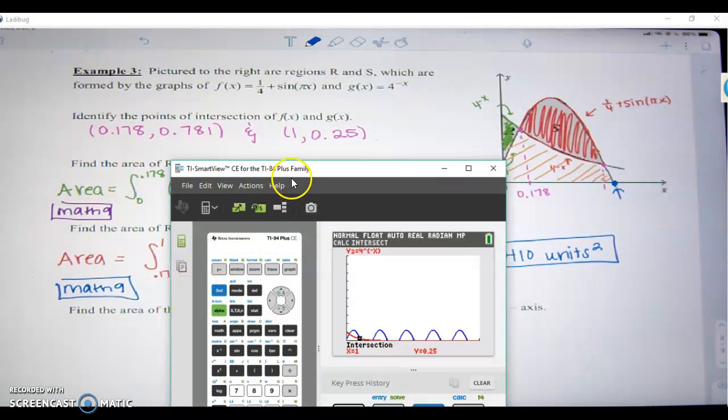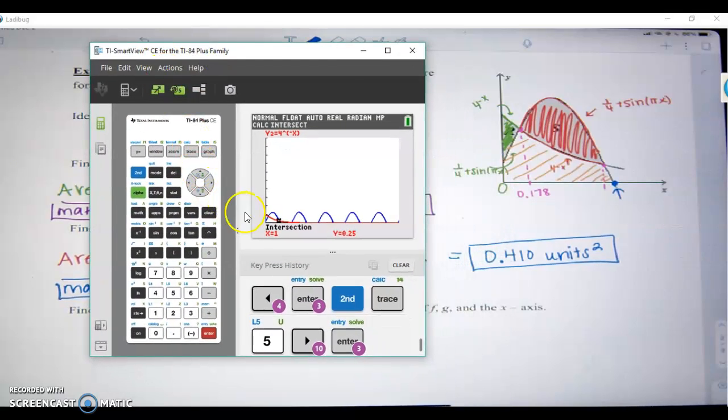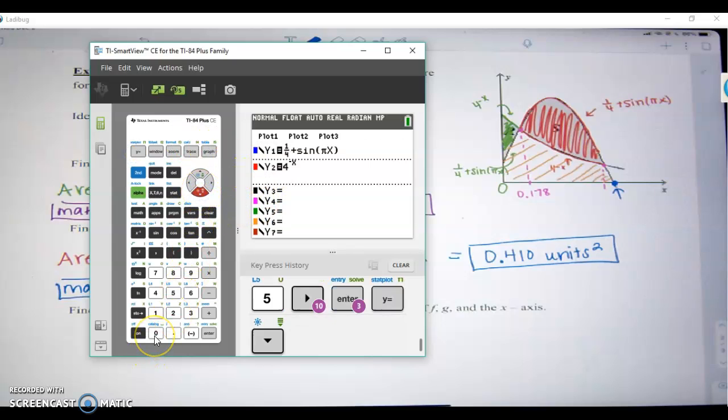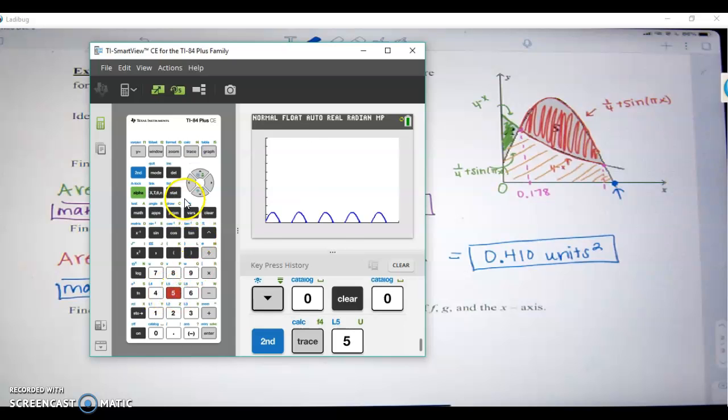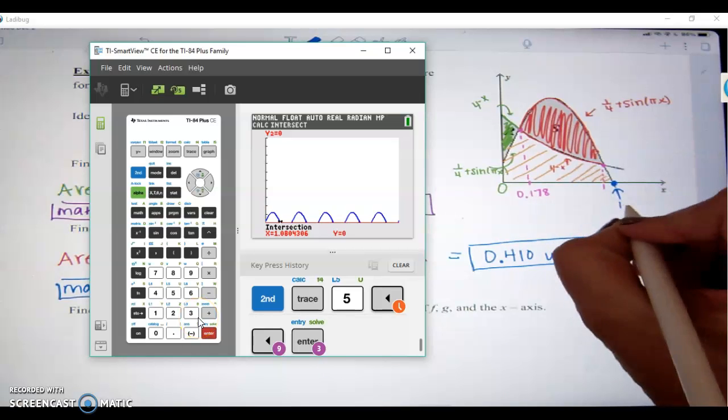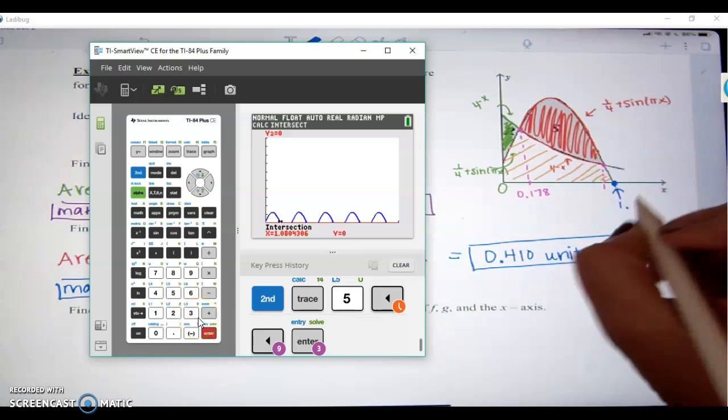So if we go back to our calculator, I'm going to put 0 into y2 instead of 4 to the negative x. And then that way we can see where that graph goes. And then we'll do second trace, intersect. And I want to see where this touches the x-axis first. So it touches the x-axis here at 1.080.